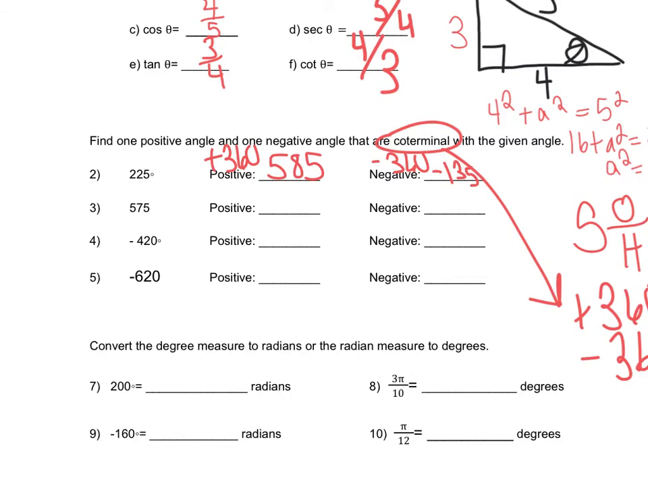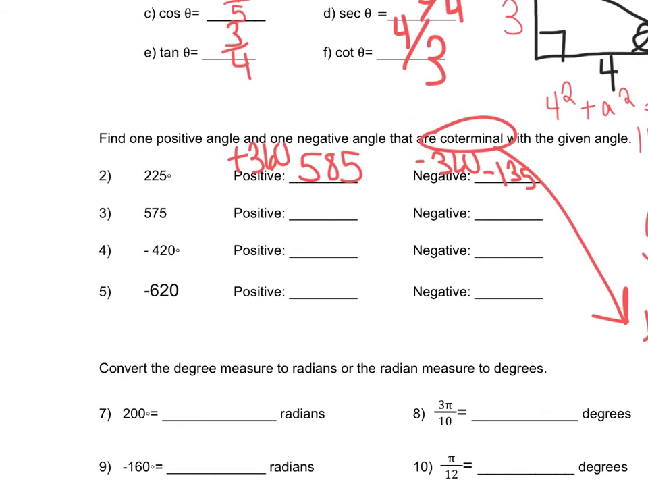Okay, then you're just going to do the same thing here. With number 3, 575, one way you could find a positive coterminal angle is to add 360 degrees, which would put you at 935. If you subtracted 360 degrees, you would still be at a positive coterminal angle, which is 215. So either one of those would be positive coterminal angles, because even when you subtract 360, you're still in the positive angle measures. So then we're going to have to subtract 360 again. So we're going to take 215 minus 360, and we would get negative 145.